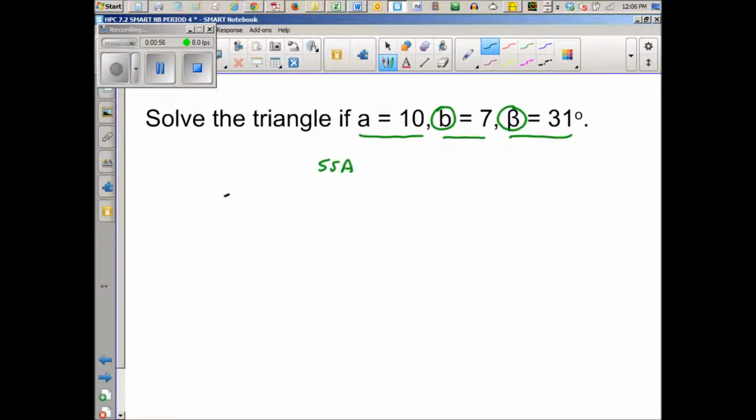And when we set up our law of sines, we write sine of alpha over 10 equals sine of 31 over 27 equals sine of gamma over c.